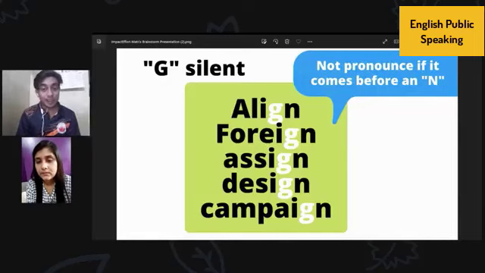Also a similar word, sign. At that time also we don't pronounce letter Z. Every time letter Z is silent. So it's not tough, it's quite easy. We just have to memorize: before N, we don't need to pronounce letter Z. Yeah, that is it about Z. Let's move to another letter.